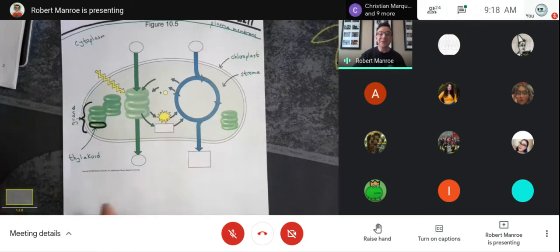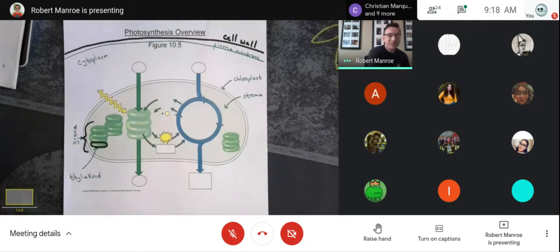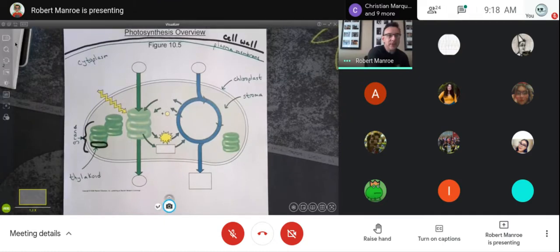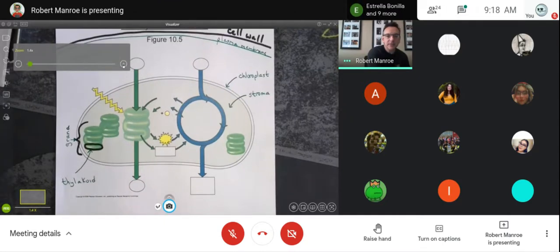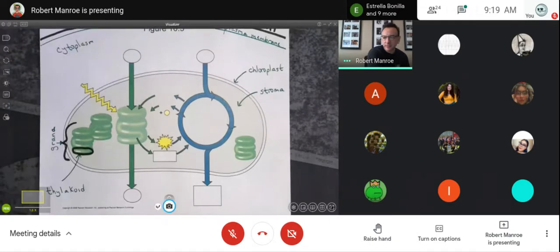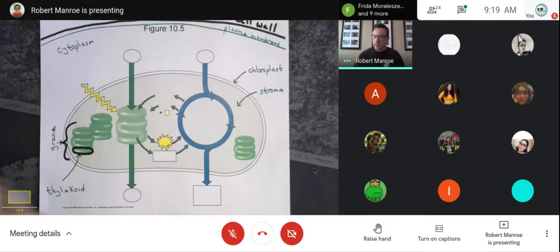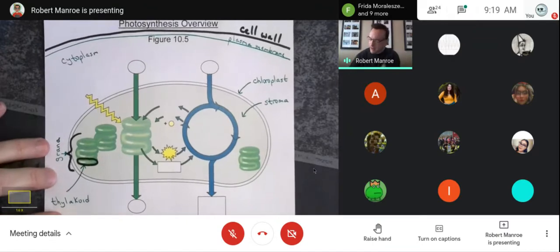So, what goes into that circle right there? What do you think that is? What comes in? Water, H2O. That would be water. Excellent. Okay. So we're going to drop in water here.